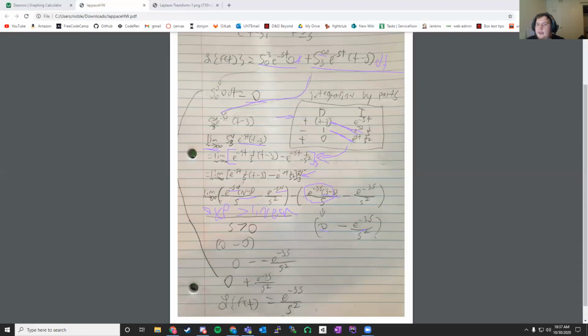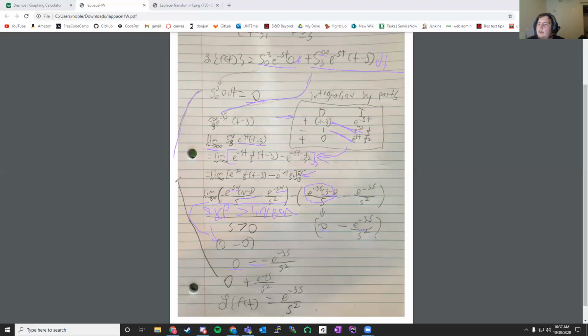So negative sn, we know if s is a positive value, this will stay negative, and e to a negative infinity would just be 0. So as long as s is greater than 0, this entire left side simplifies to 0 minus 0, because e to the negative sn is on both sides. So this entire side simplifies to 0, and we just subtract our right side.